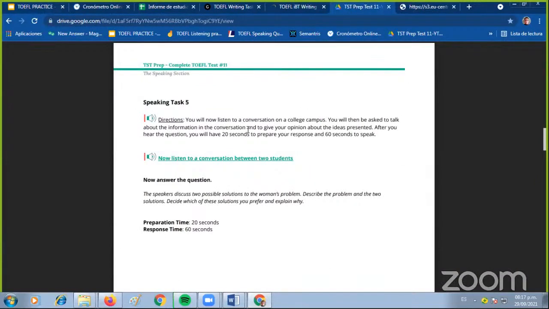The speaker discussed two possible solutions to the woman's problem. Describe the problem and the two solutions. Decide which of these solutions you prefer and explain why.